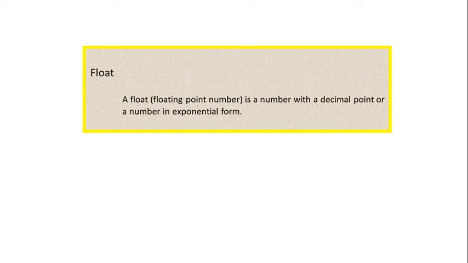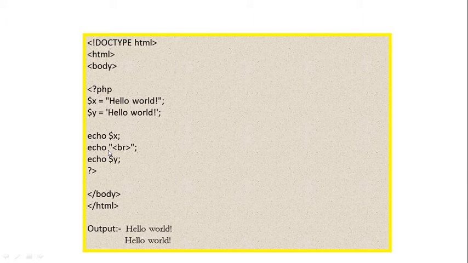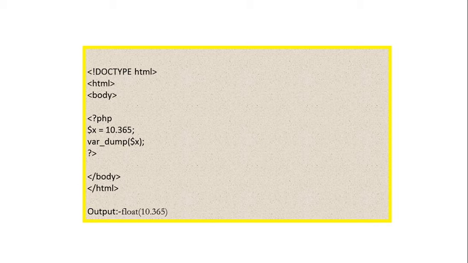Next one is float. A floating point number is a number with a decimal point or number in exponential form. $x is equal to 10.365. So output is float(10.365). The var_dump function returns data type and its value.